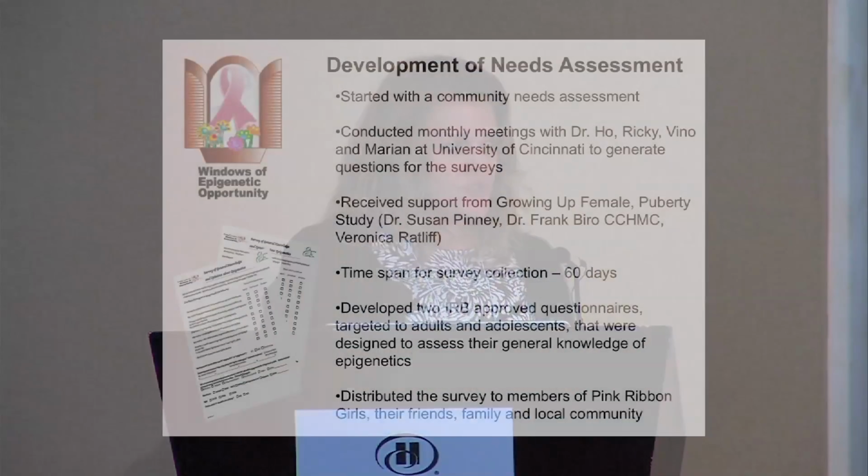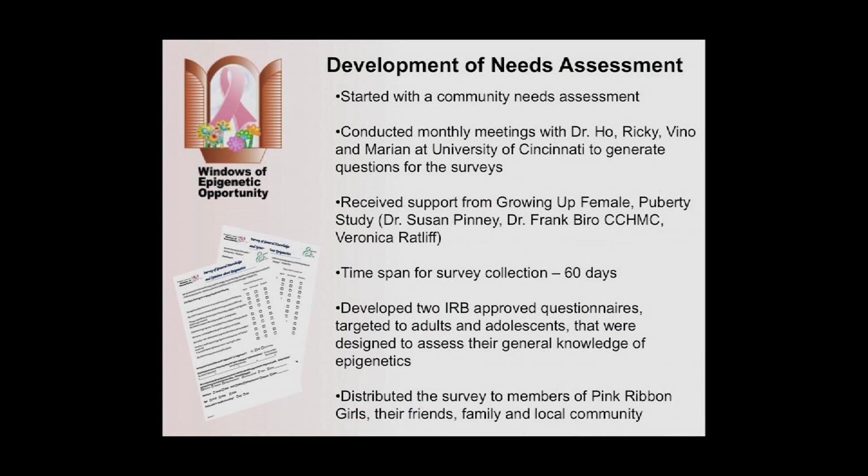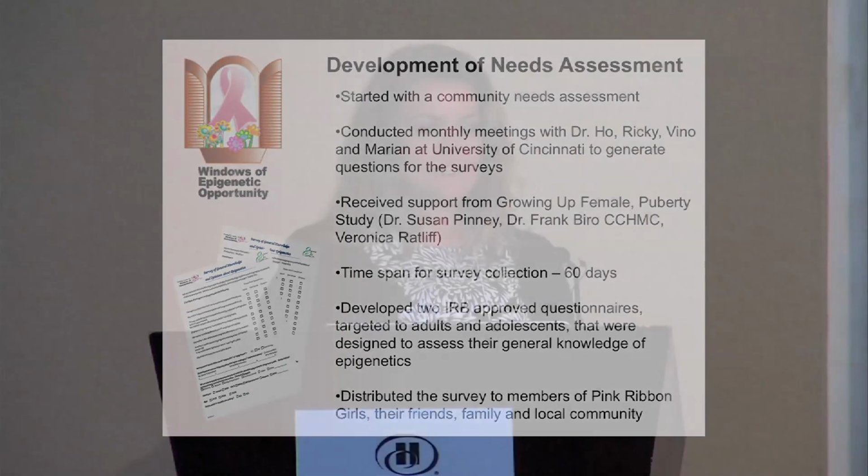So looking at our survey, we were able to get 2 developed IRB-approved surveys, one for adolescents and one for adults, looking at particular questions. The questions were similar, again, just giving it a different point of reference as an adolescent versus an adult perspective. So we took a 60-day window of time and just said, this is when we're gonna start and this is when we're gonna end, and whatever we get is what we get.